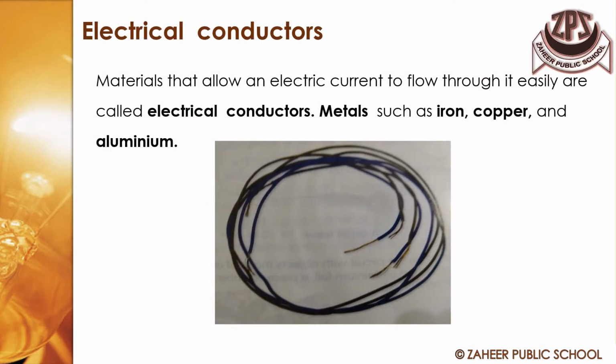If in the electric circuit the bulb lights up, it means that the object is made of a material that allows the electric current to flow through it. Such material, which allows an electric current to flow through it easily, is known as an electrical conductor. Metals such as iron, copper, and aluminium are good electrical conductors. Here is a picture of an electrical wire, which is made of copper, and copper is a very good electrical conductor.